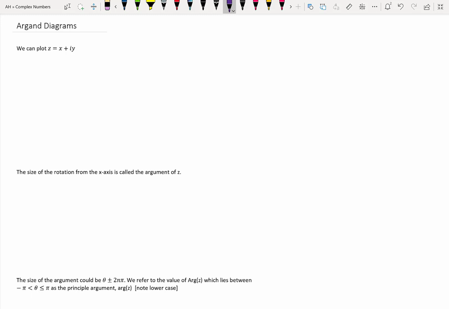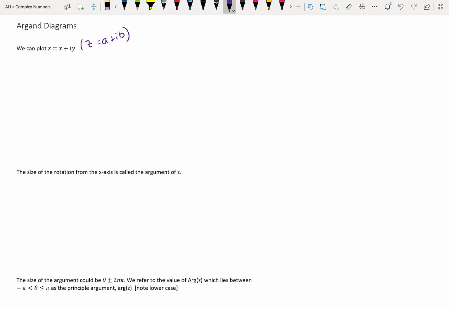Okay, and what we can do is plot our complex number z, where it's equal to x plus iy, and we've seen it before in the form z equals a plus ib. So all we've done is change out those variables. We've swapped a and b for x and y. Okay, it doesn't really matter at this stage, but we're going to use that to help us.